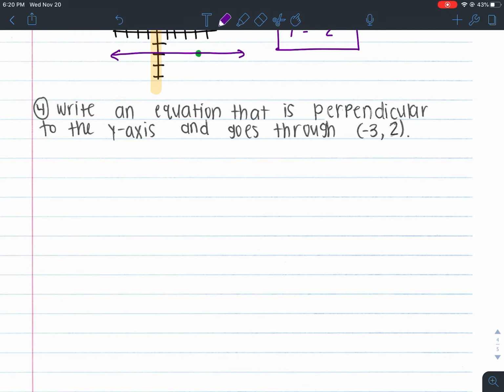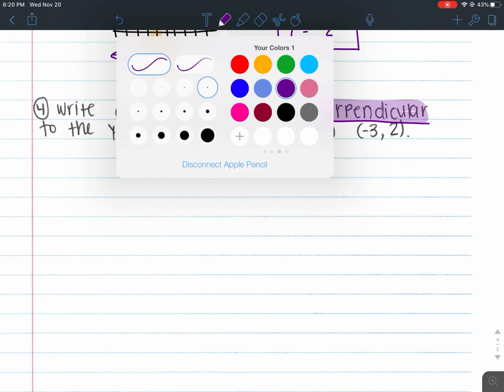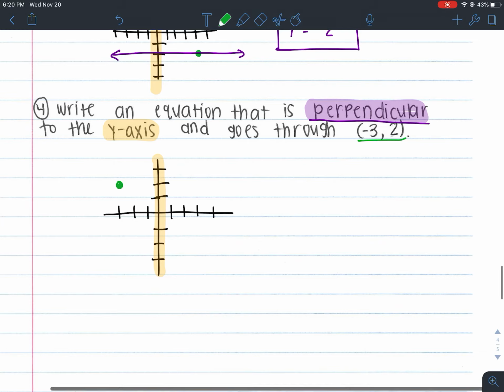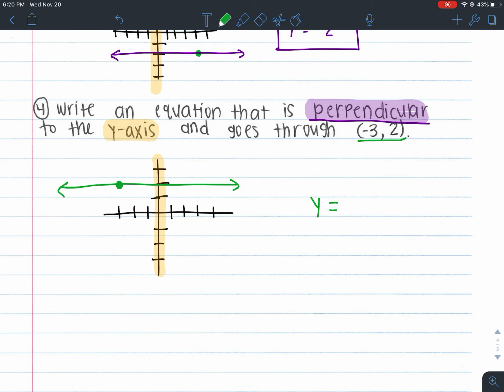All right, and then the last one, write an equation that is perpendicular to the y-axis, and it goes through the point -3, 2. So let's go ahead and draw our graph here to help us visualize. -3, 2 is going to be here. Perpendicular to the y-axis. So let's highlight the y-axis so we know what we're looking at. If we want it perpendicular, we want it to cross the y-axis. So it's going to go horizontally. It goes through the y-axis, so it's going to be y equals, and it goes to the point +2.